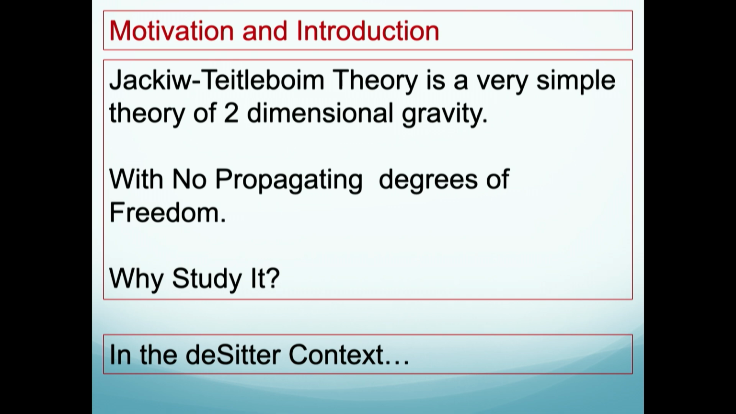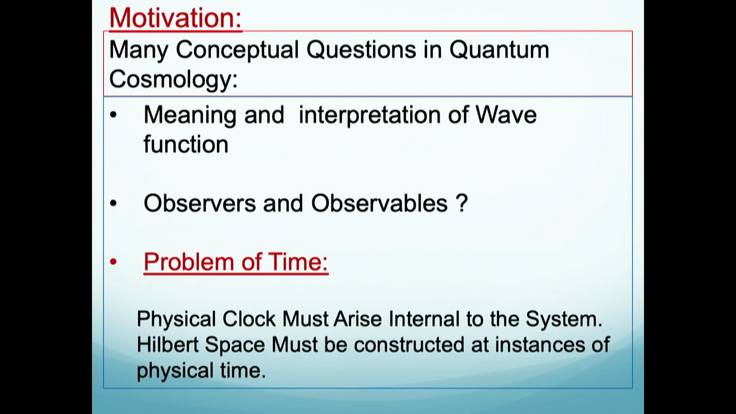Okay. So Jackiw-Teitelboim theory, as many of you know, is a very simple theory of two-dimensional gravity. It has no propagating degrees of freedom, so you might say, why bother studying it? In the de Sitter context, by way of motivation, as you all know, the moment you try to apply the laws of quantum mechanics to the universe as a whole, which is the domain of quantum cosmology, one is immediately faced with a host of conceptual issues.